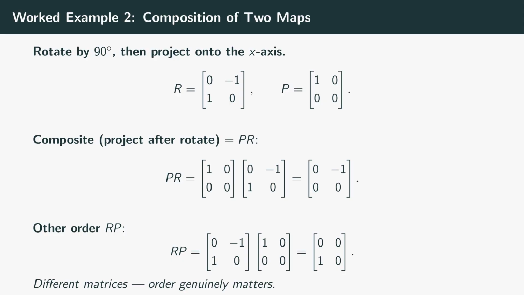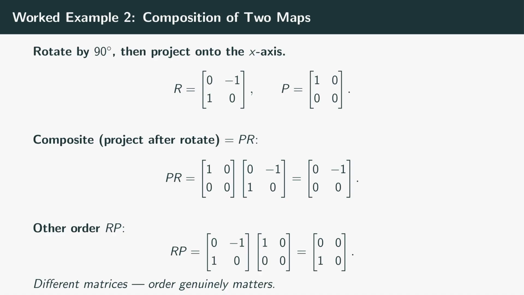Let's compose two of our moves and watch order matter. We will rotate by 90 degrees and then project onto the x-axis. The rotation matrix R has 0, negative 1 on top, and 1, 0 on the bottom. The projection matrix P has 1, 0 on top, and 0, 0 on the bottom. We want to rotate first and then project, so the projection acts second, which means we multiply P times R with R on the right since it goes first. Carrying out the multiplication gives a matrix with 0, negative 1 on the top row, and zeros on the bottom.